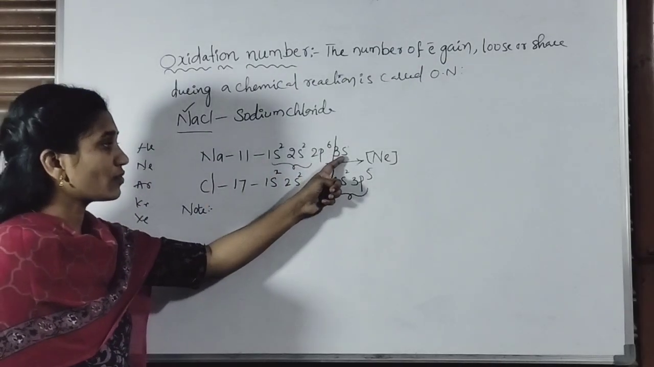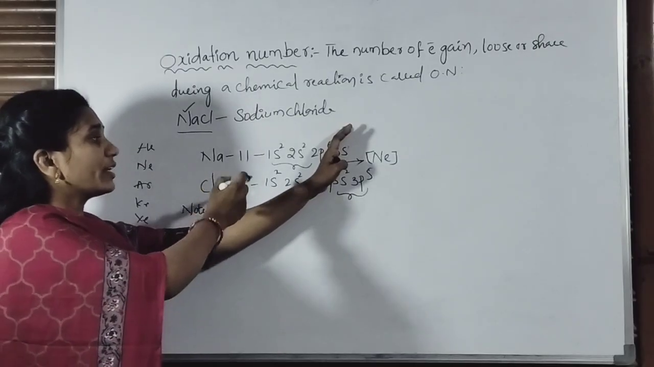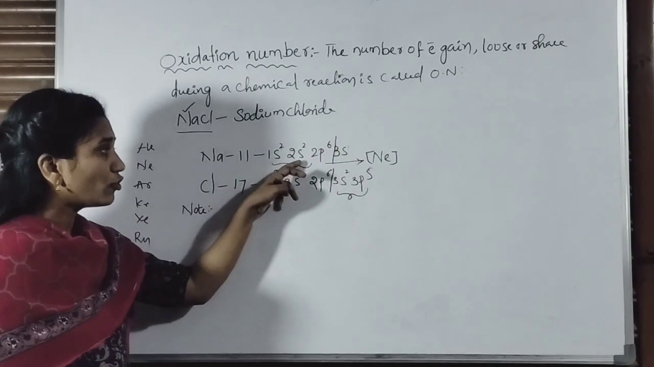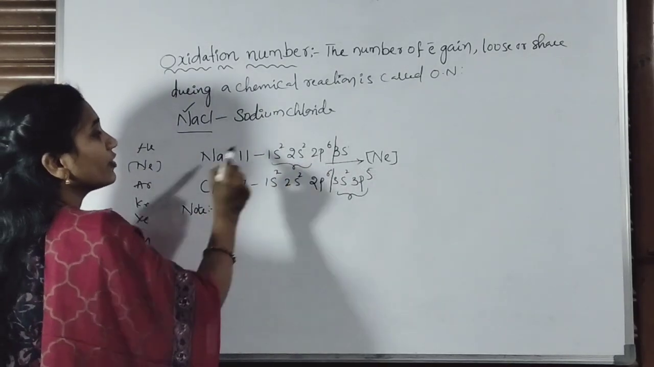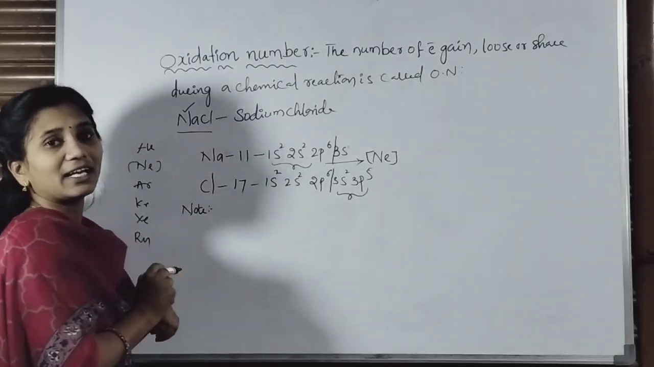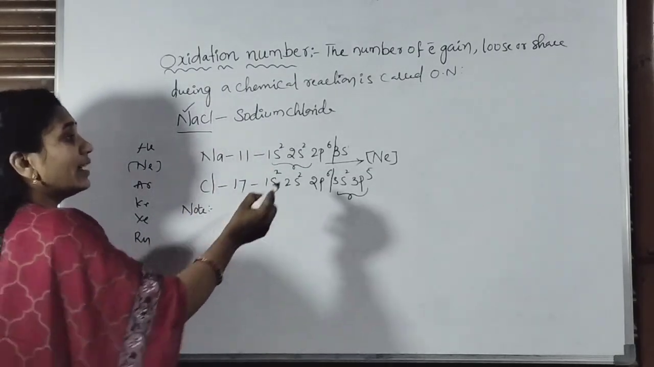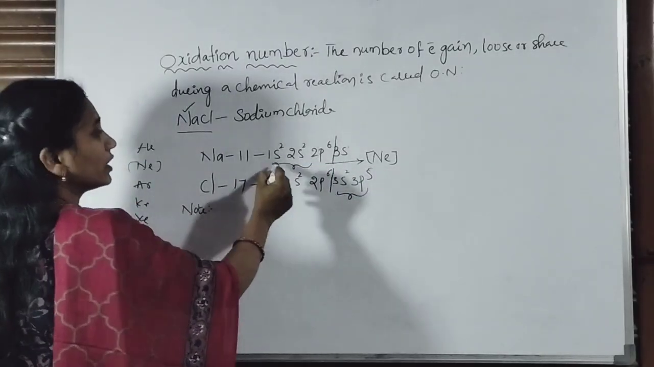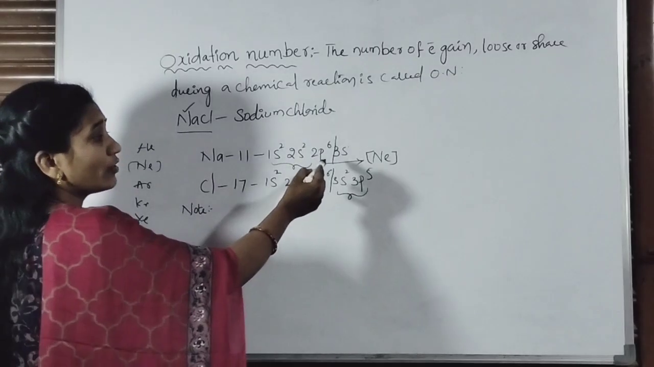If sodium loses 1 electron from the outermost shell, then its electronic configuration will be 1s2, 2s2, 2p6, which is the electronic configuration of neon. So by losing 1 electron from its valency shell, sodium gets the neon configuration and will be stable in nature. Then the last electron from the sodium, where will it go?